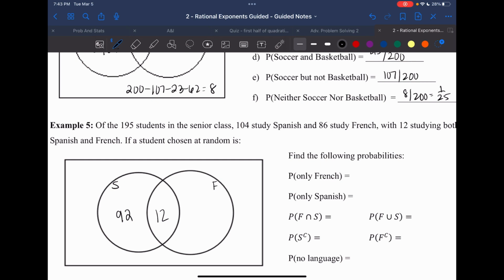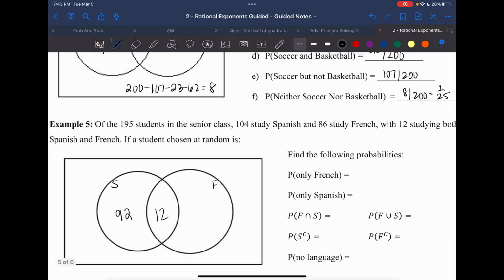For French, we had 86, but we need to eliminate the overlap. So 86 minus 12 is 74. And there's 195 students total. So 195 minus 92 minus 12 minus 74 gives us our leftover students of 17 who don't study either language. So let's go ahead and find some probabilities.